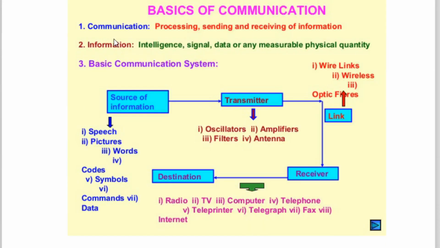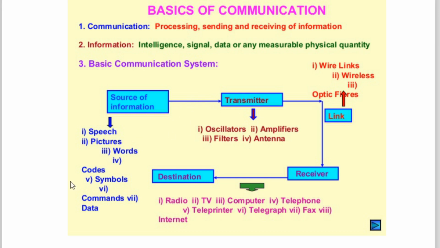Now there is one more block diagram, but from that the idea is not clear; at least you will come to know what the source of information is, meaning what type of information it consists of. It may consist of information in the form of speech of a human being or of any other person. Then it may consist of pictures, words, code, symbols, commands, data, or video. In this way the source of information will have such types of information. In this block diagram there is no block introduced called transducer.